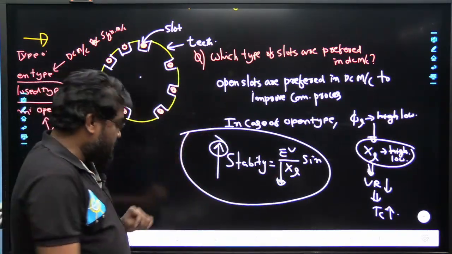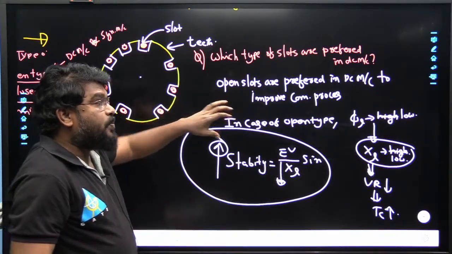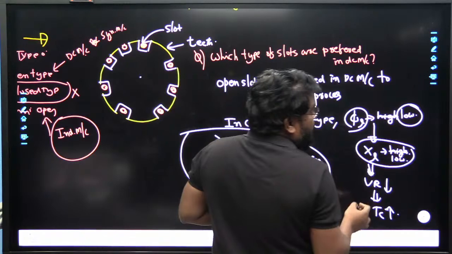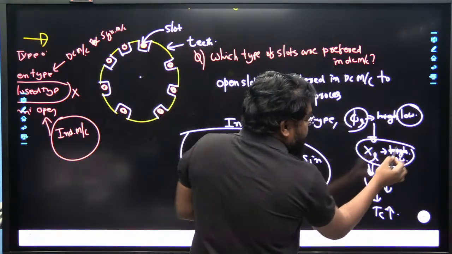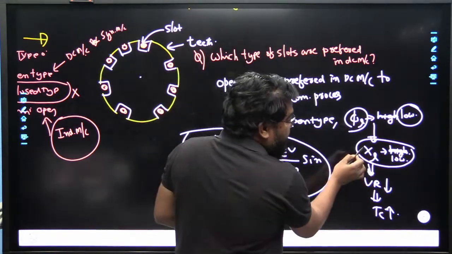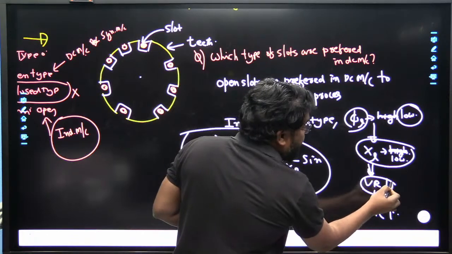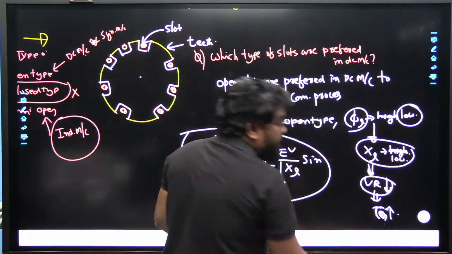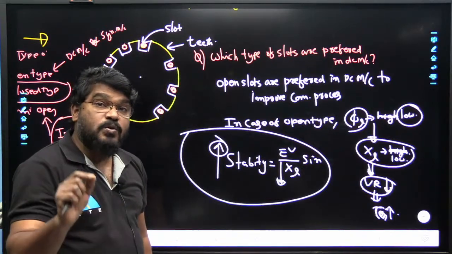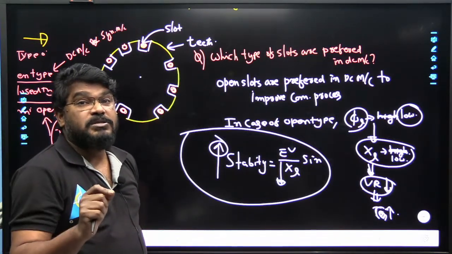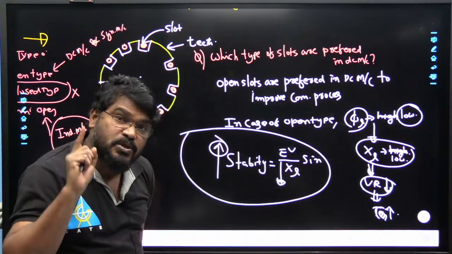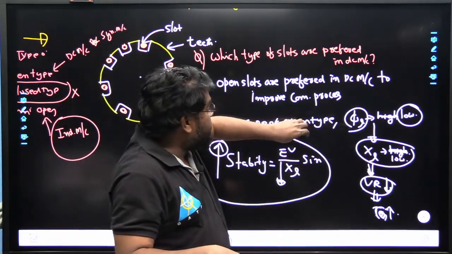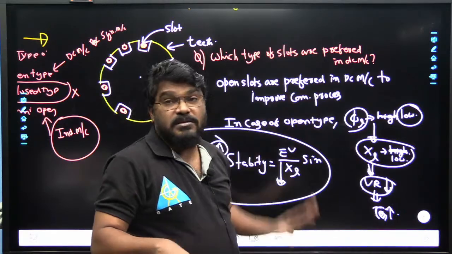I repeat once again, listen. In case of open type slots, the leakage flux is low. When the leakage flux is low, the reactance is also low. When leakage reactance is low, reactance voltage is also low. When reactance voltage is low, you can improve the commutation process. To get delayed commutation in the DC machine, the reactance voltage is one of the reasons. So to reduce the reactance voltage, open type slots are prepared in the DC machine.